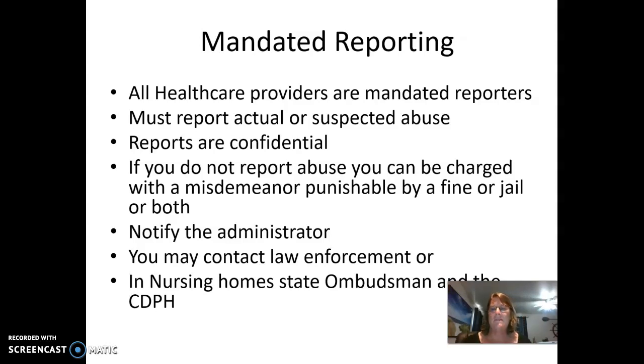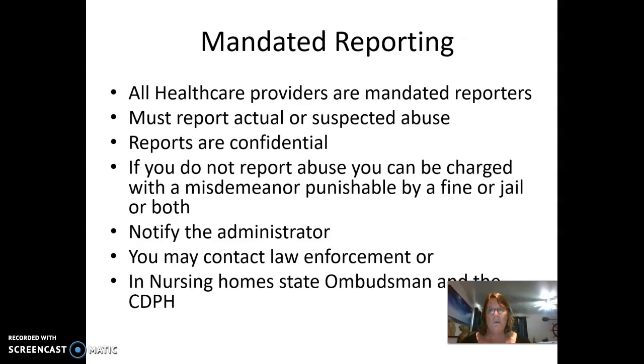When we report signs of abuse or have to do mandated reporting, reports are confidential. Now, I say that sometimes they can kind of figure out where it's coming from, but generally reports are considered confidential. If you do not report abuse, you can be charged with a misdemeanor punishable by a fine or jail or both. So all healthcare providers, RNs, LVNs, CNAs, physical therapy, the maintenance staff, the housekeepers, everybody is required to report abuse in the healthcare setting.